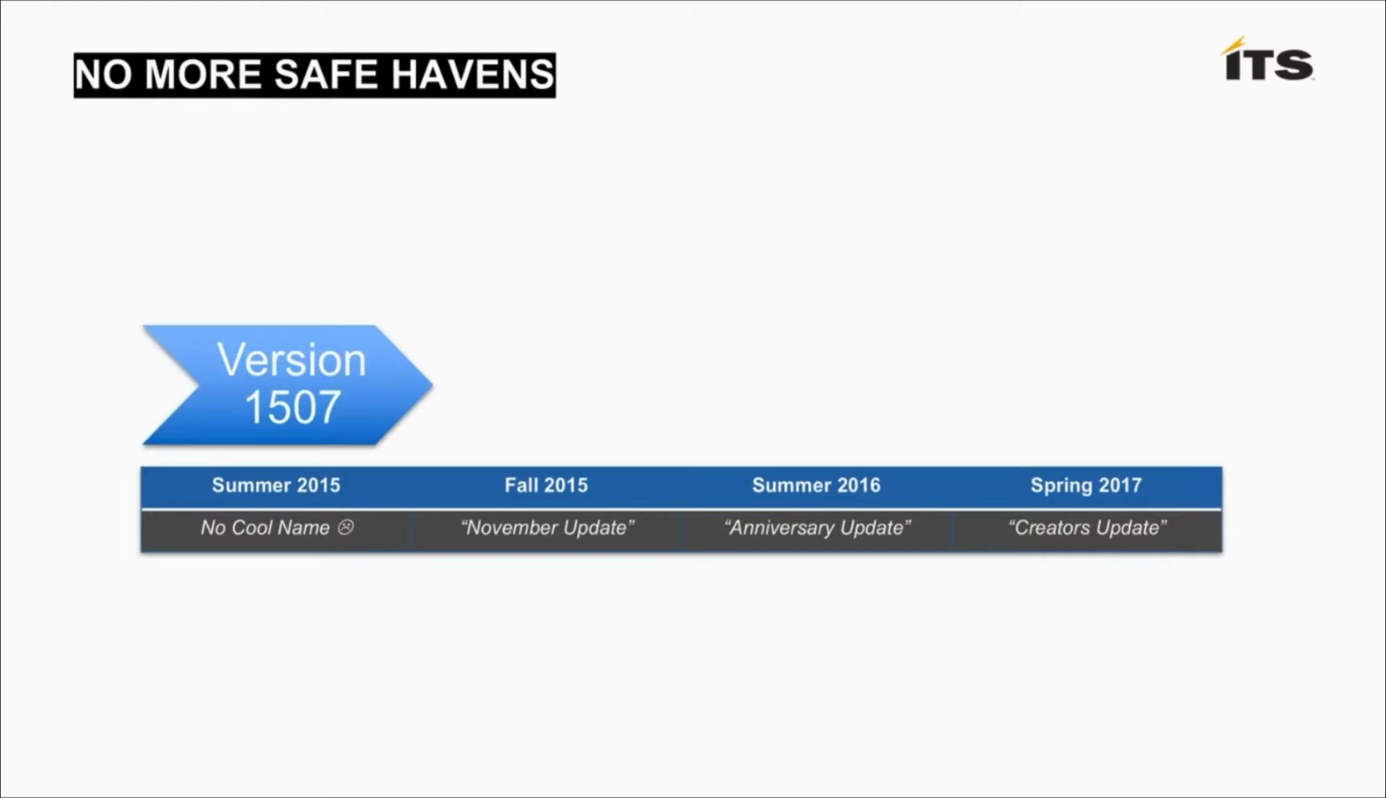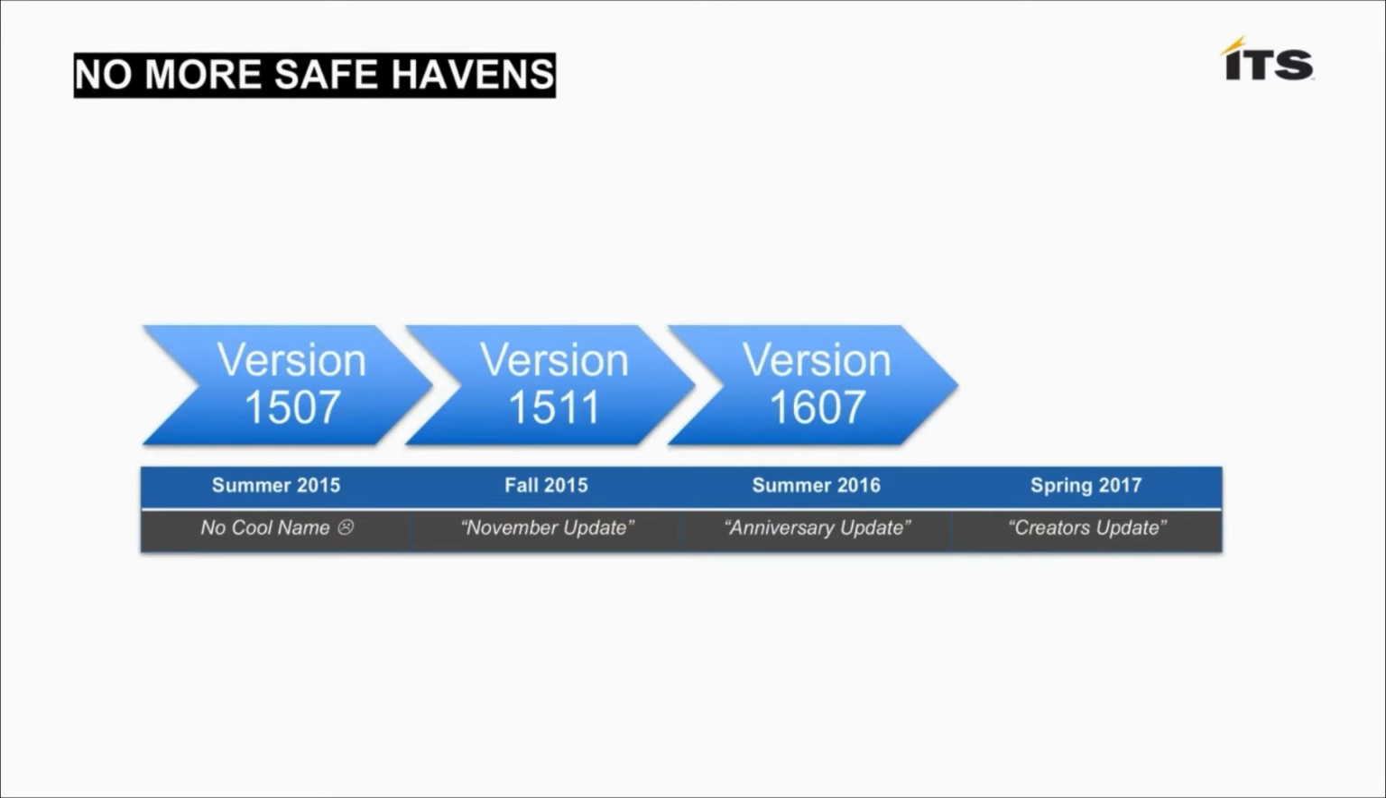Let's take a look at how that's going to happen. Currently, there are 3 Current Branch for Business releases in the market, and that's what Microsoft describes as what they expect in your production environment. Following on the version 15.07 release in the summer of 2015, we saw the 15.11 release in fall of 2015, which was simply called the November update. In summer 2016, we got the Anniversary Update, which is version 16.07.